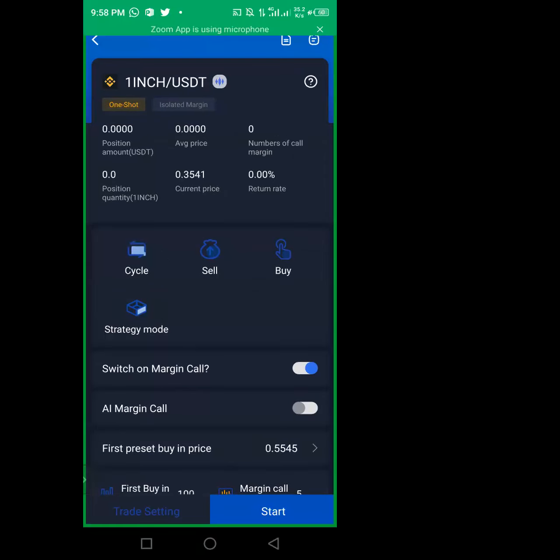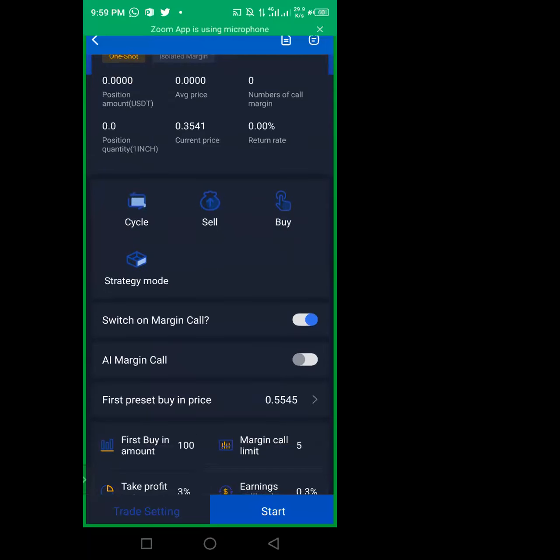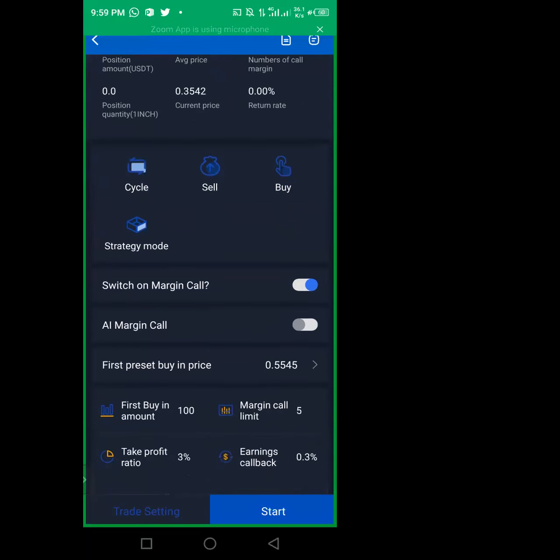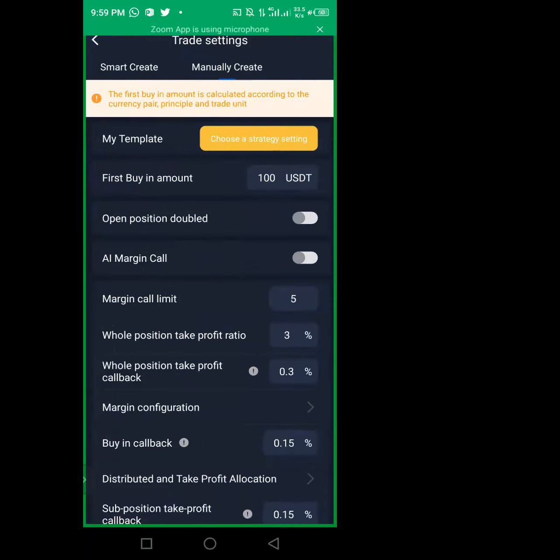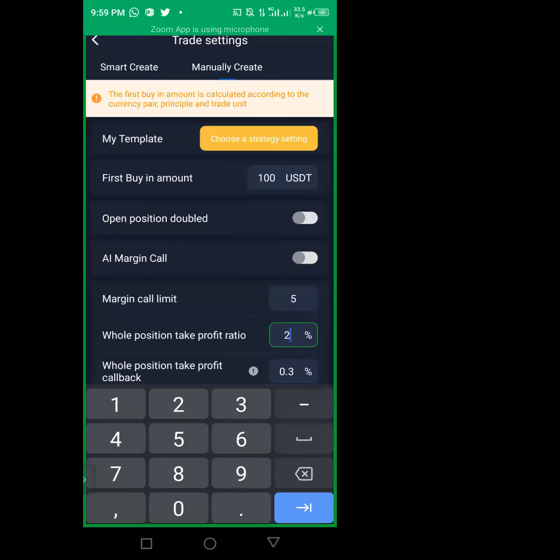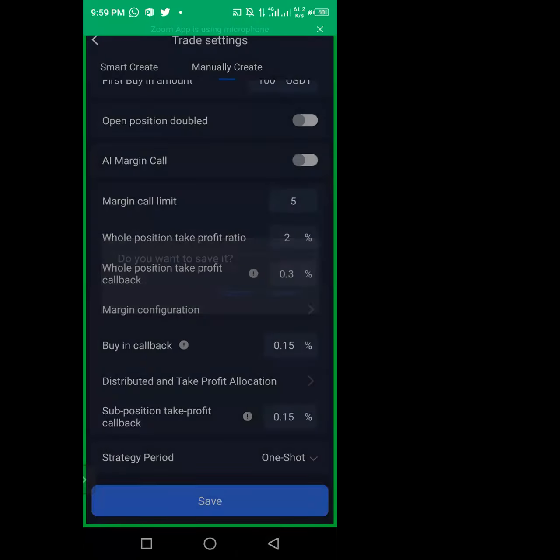Now, some persons might say, my first buy-in amount, my take profit ratio is 5%, or my take profit ratio is 3%. But this coin, this return rate has been on 2% for long. So they want to sell. They just want to close the trade by themselves. Me, I will advise, you can still click on trade. As your trade is still going on, you can click on trade settings. Come to the whole position take profits, change it to 2. Save. Let the robot do it.